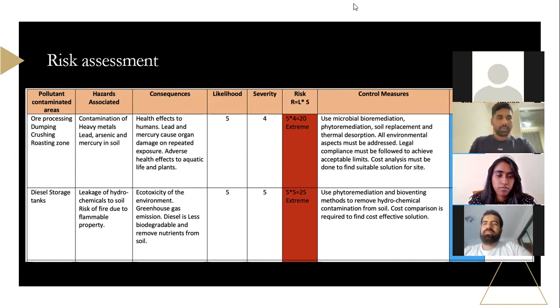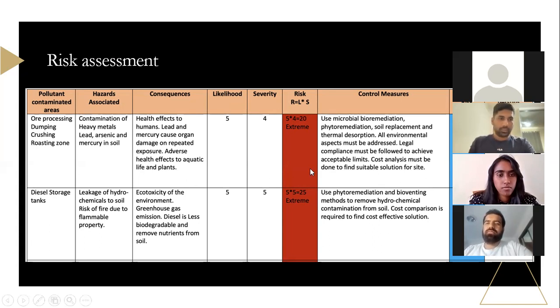The second contaminated area is the diesel storage tank, where hydrocarbon contamination is found in the soil, which can lead to ecotoxicity of the environment, can cause greenhouse gas emissions, and diesel is less biodegradable and can remove nutrients from the soil. So remedies suggested for hydrocarbon control are phytoremediation and bioventing methods.